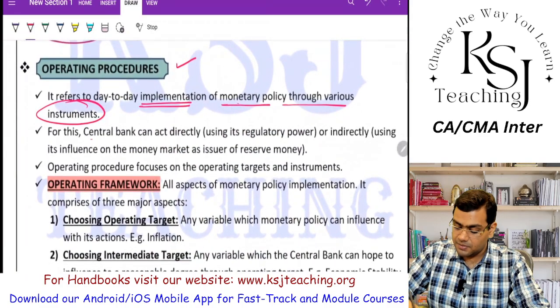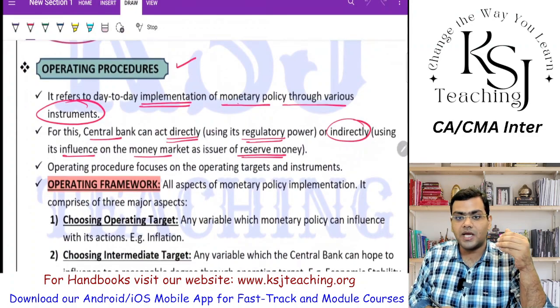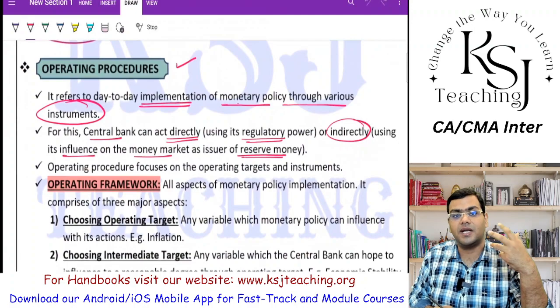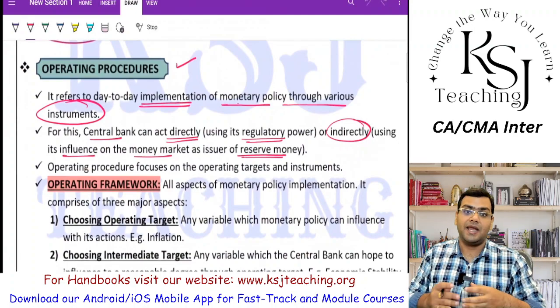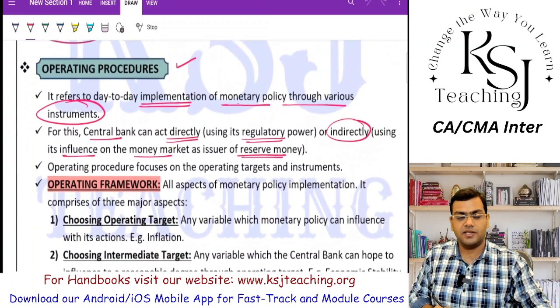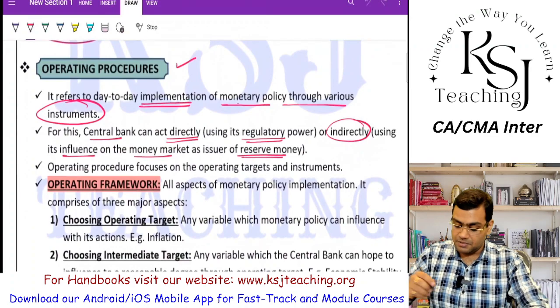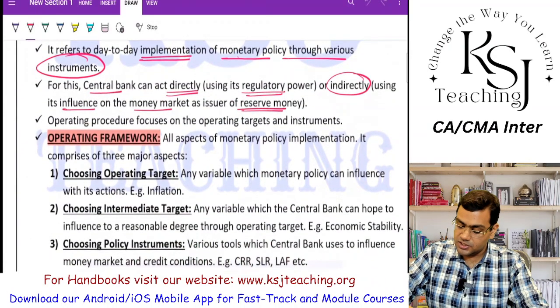For this, the central bank can act directly using its regulatory power, or indirectly using its influence on the money market as the issuer of reserve money. So you will have two types of instruments: direct instruments and indirect instruments. Direct is through the power bestowed upon the central bank of the country, special powers over the commercial banks to control the money supply, or it can be through indirect means of controlling the money supply. So operating procedure focuses on the operating targets and the instruments.